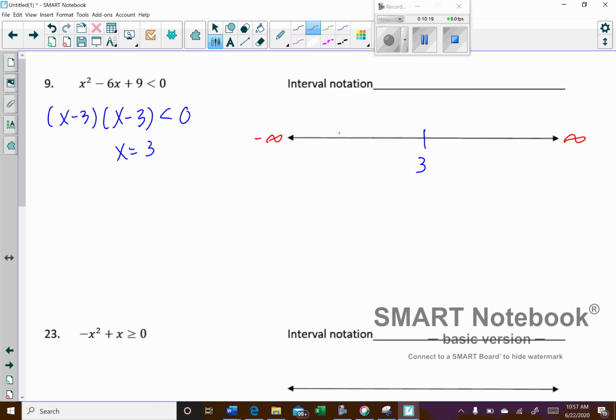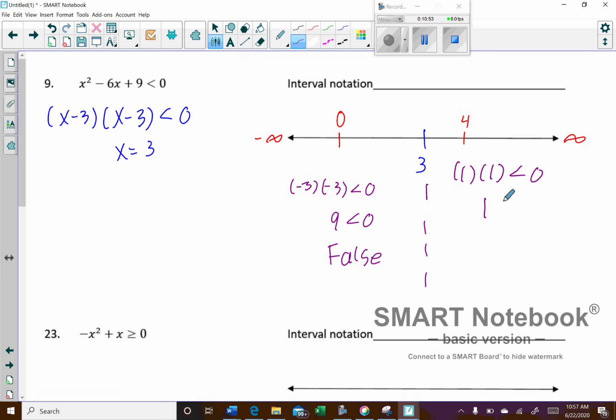And so I can test between there and negative infinity and positive infinity. So I want to test 0. If 0 is available, you always want to test 0. 0 is pretty simple. And then here we can test a 4. If I plug in 0, I'm going to end up getting negative 3 times negative 3 is less than 0. 9 is less than 0. That is false. If I plug in 4, I'm going to get 1 times 1 is less than 0. 1 is less than 0. That one's false too.